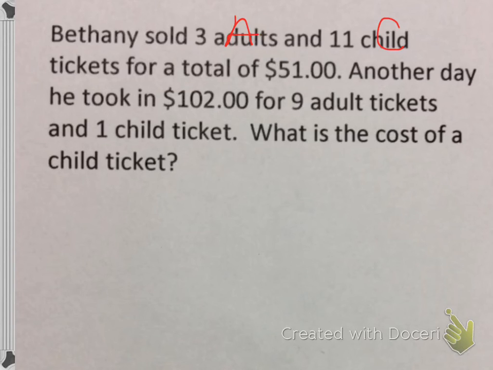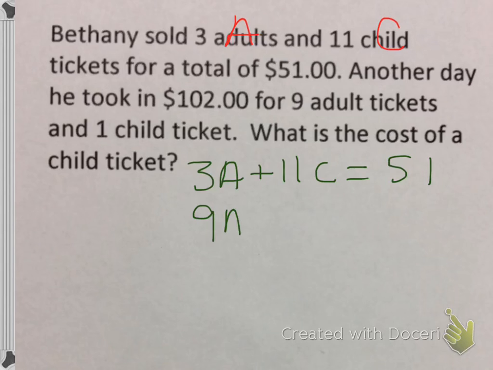I'm sorry. So the original one was 3 adults and 11 children equals $51. When I wrote this the first time, I wrote 3 again. And then the second one was 9 adults plus 1 child equals $102. So those are my right equations. I should have checked the story problem again, so I'm sorry about that.